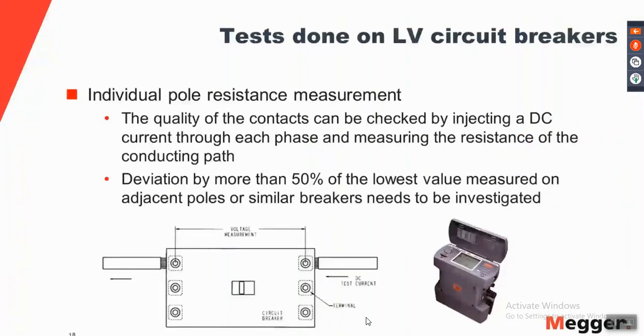Then you have individual pole resistance measurement, where you check the conducting path itself. You want to make sure that the contacts are in good condition and that there are no loose connections inside the breaker. If there's a problem in the conducting path, that will result in a high resistance. What that means is that the conducting path is not good enough. And if there is high current flow through the breaker, then that can result in heating, resulting in damage to the circuit breaker. So the pole resistance is an important parameter to check.